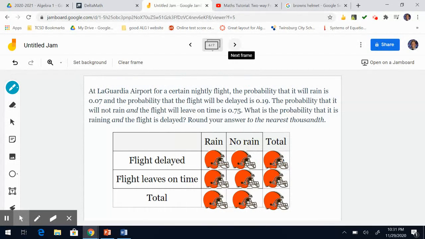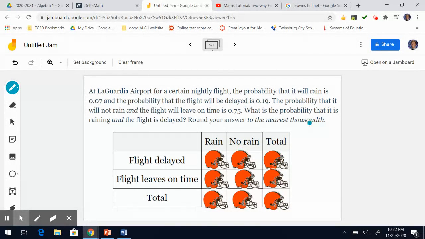At LaGuardia Airport, for a certain nightly flight, the probability that it will rain is 0.07, and the probability the flight will be delayed is 0.19. The probability that it will not rain and the flight will leave on time is 0.75. What is the probability that it is raining and the flight is delayed? Round your answer to the nearest hundredth. So again, filling out that table, we have flight delayed, flight on time, so there's those two components. And then we have rain and no rain.